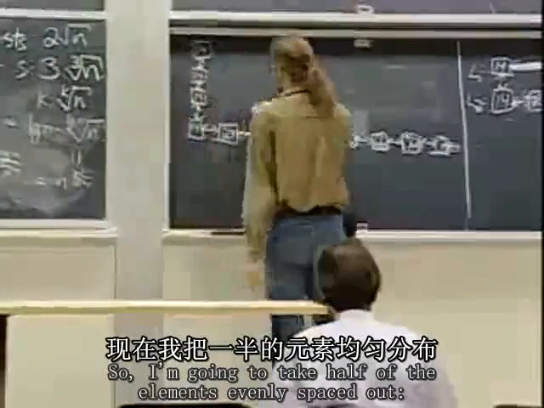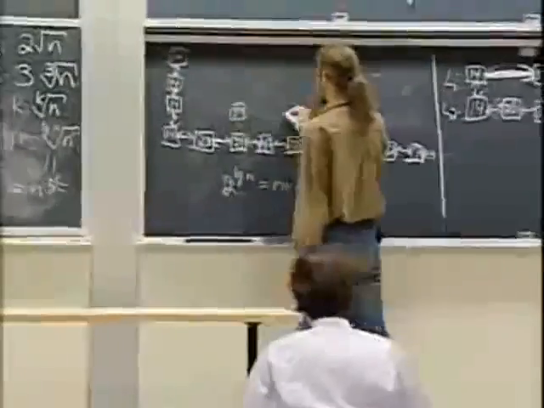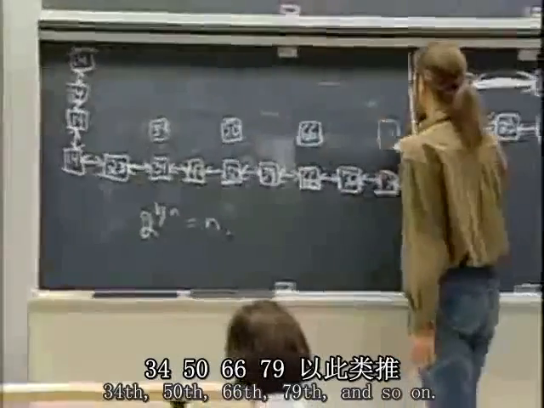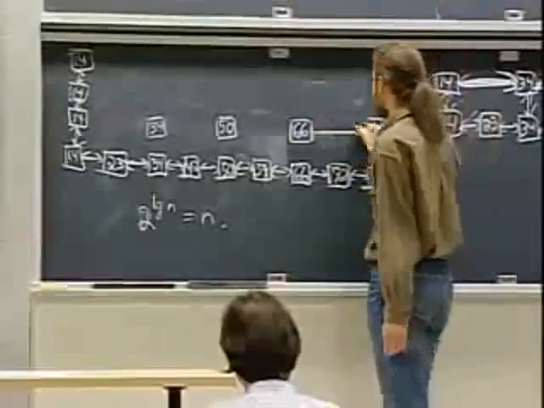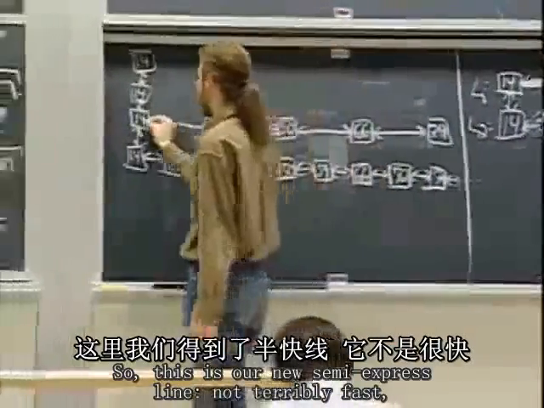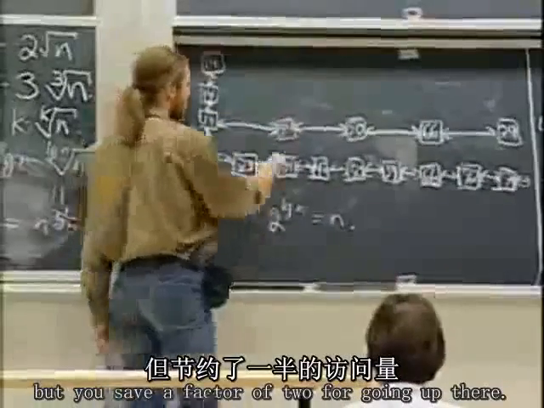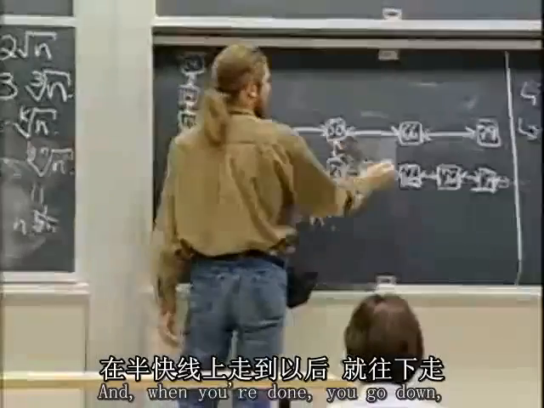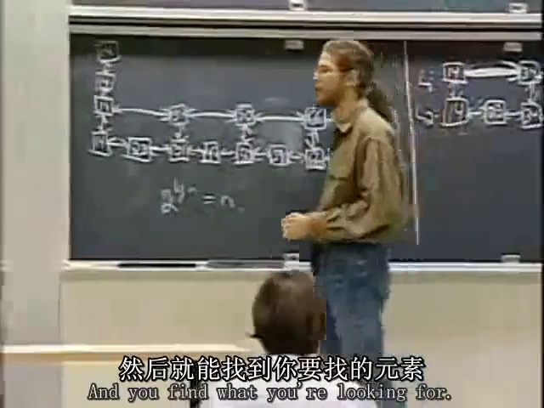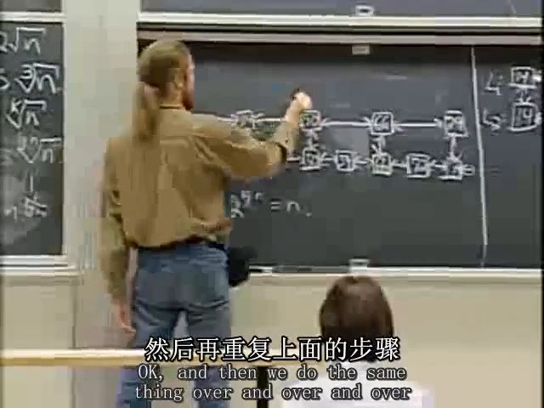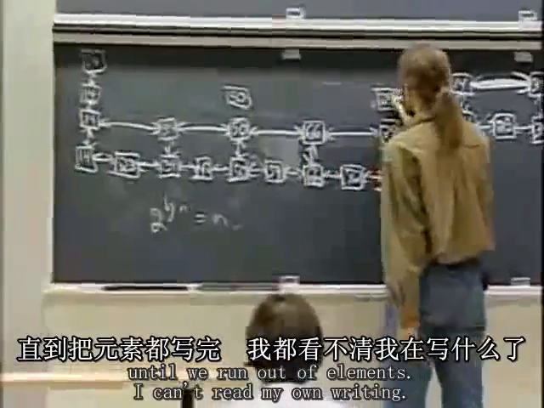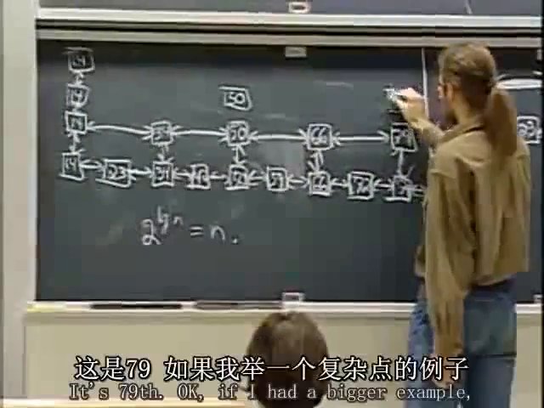So I'm going to take half of the elements, evenly spaced out. 34th, 50th, 66th, 79th, and so on. So this is our new semi-express line. Not terribly fast, but you save a factor of 2 for going up there. And when you're done, you go down and you walk at most 1 step and you find what you're looking for. Okay, and then we do the same thing over and over and over until we run out of elements. 79th.